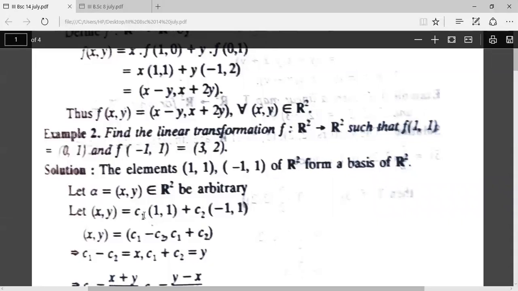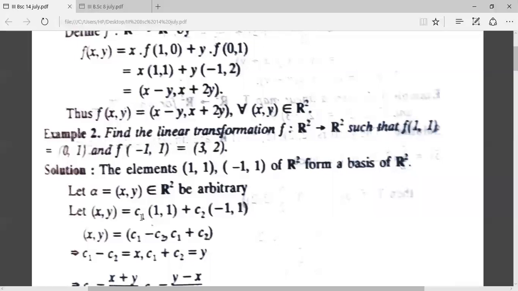So therefore, you have to find the scalars C1 and C2 by solving the equations that we shall see now. So (x, y) can be written as C1 into (1, 1) plus C2 into (-1, 1). That is (x, y) equals, add the corresponding components. You will get C1 into 1 plus C2 into -1, that is C1 minus C2, comma. Next, the second component addition is C1 plus C2. Two vectors are equal if and only if the corresponding components are equal.